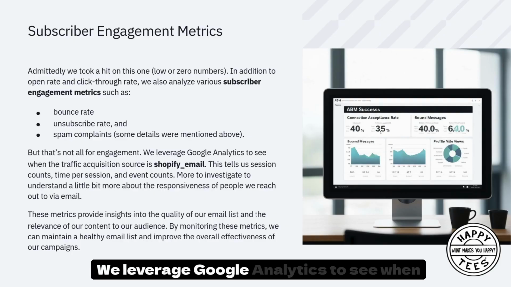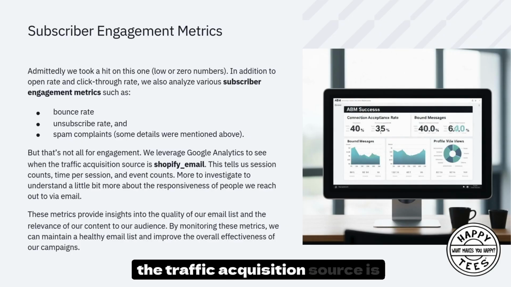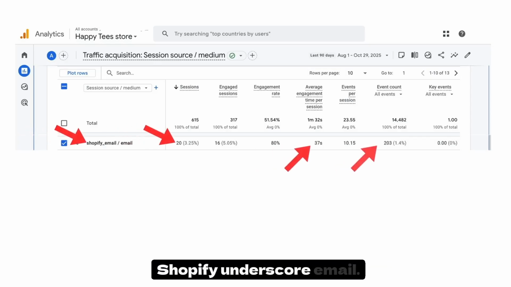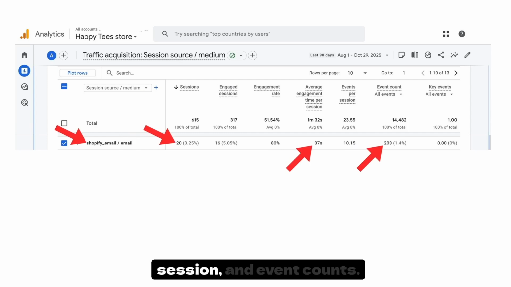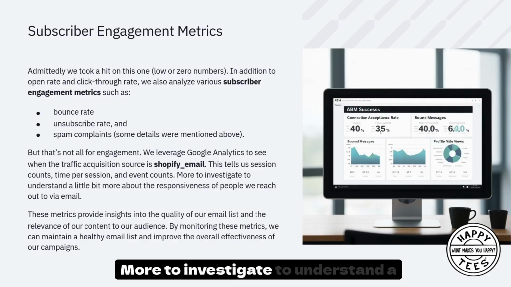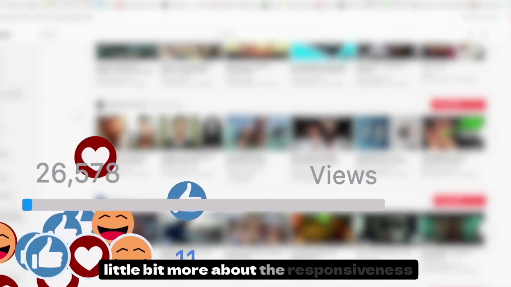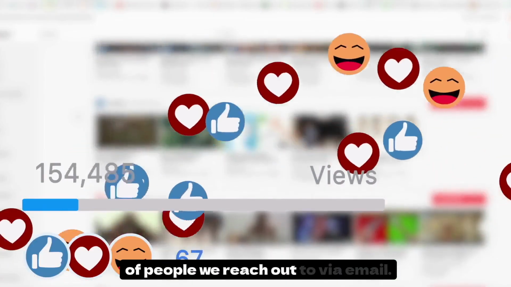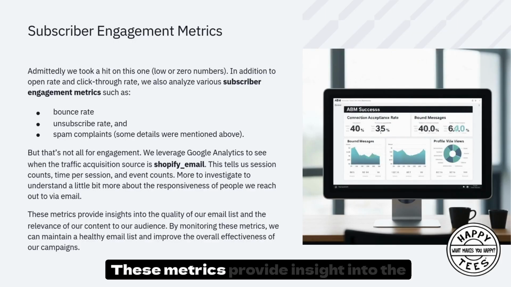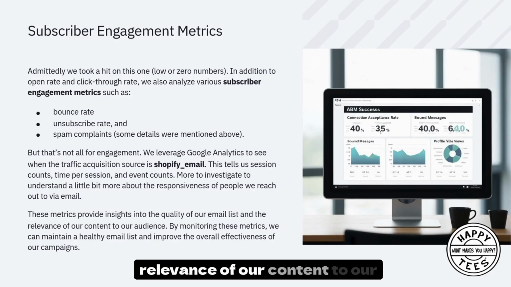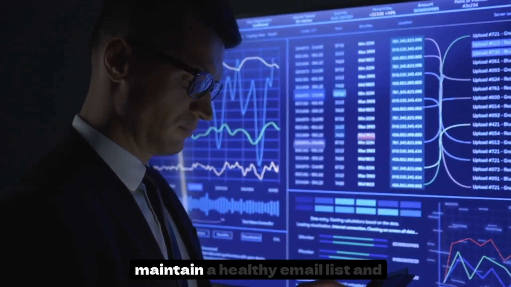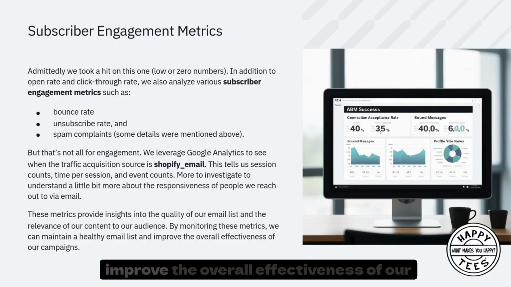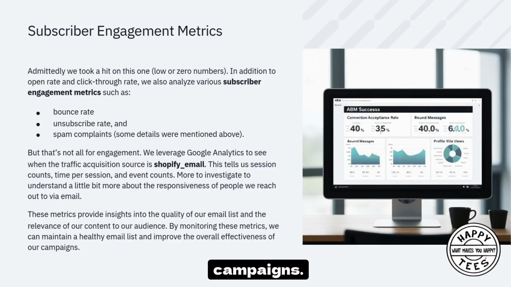We leverage Google Analytics to see when the traffic acquisition source is Shopify_email. This tells us session counts, time per session, and event counts. More to investigate to understand a little bit more about the responsiveness of people we reach out to via email. These metrics provide insight into the quality of our email list and the relevance of our content to our audience. By monitoring these metrics, we can maintain a healthy email list and improve the overall effectiveness of our campaigns.